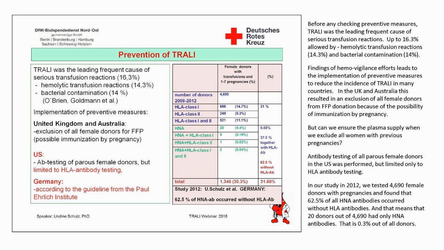But can we ensure the plasma supply when we exclude all women with previous pregnancy? Antibody testing of all parous female donors in the U.S. was performed, but limited only to HLA antibody testing. In our study in 2012, we tested 4,690 female donors with pregnancies and found that 62.5% of all HNA antibodies occurred without HLA antibodies. And that means that 20 donors out of 4,690 had only HNA antibodies. That's 0.3% out of all donors.